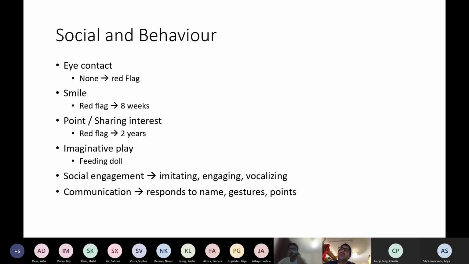And so if all these things, language, social behavior, are delayed, what are you looking into there? If any child has a delay in those domains, specifically social and behavior, what sort of things would you be thinking about? I see a little bit up. Yeah. Good. ASDs.